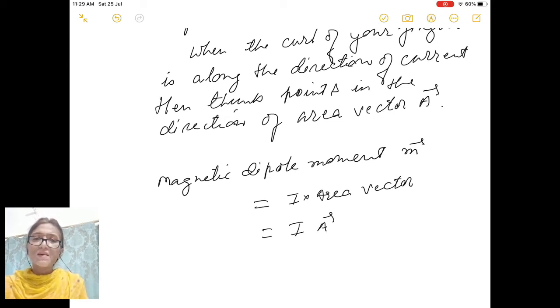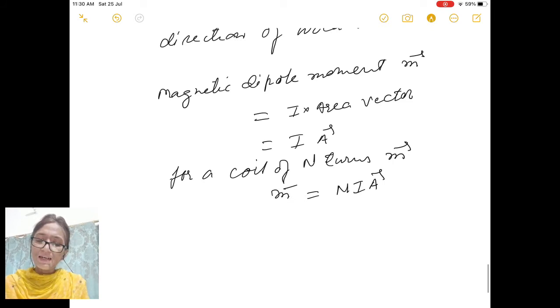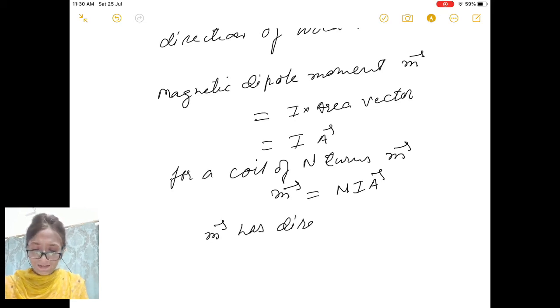If you have a coil of N turns, then the magnetic dipole moment for a coil of N turns is equal to NIA. So a new vector arises here, and the vector has direction. The M vector has the same direction as the direction of A.